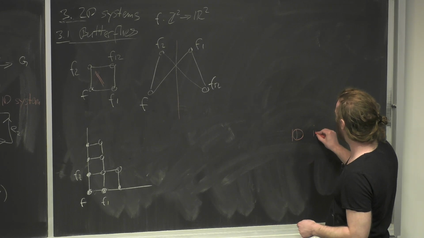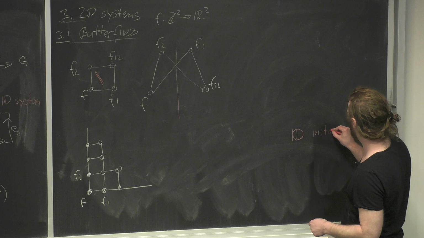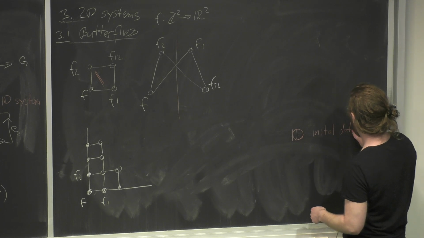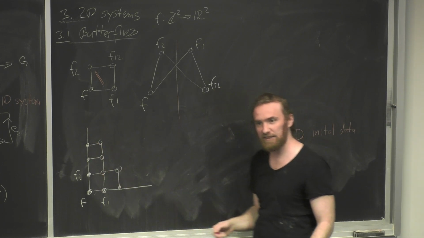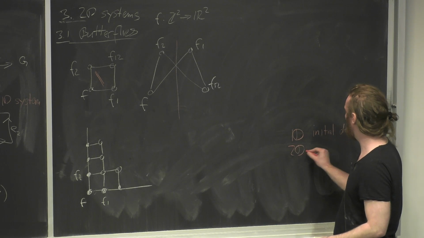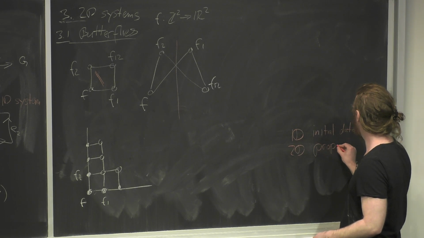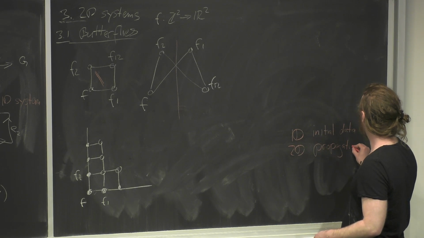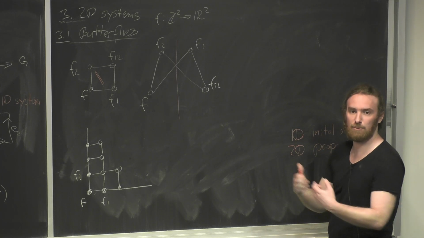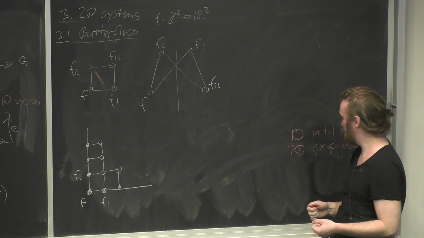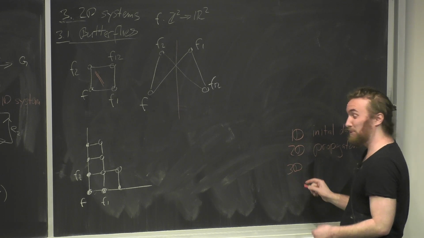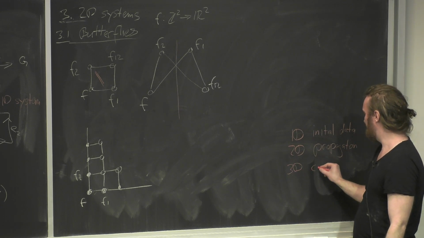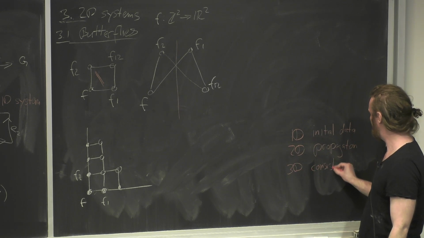So far we have 1D initial data. That's all the points along the coordinate axis. I have 2D propagation, because now I propagate in quads, something two-dimensional, which means now I want to have 3D consistency. What does that mean?